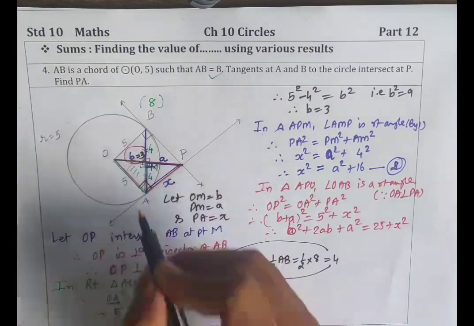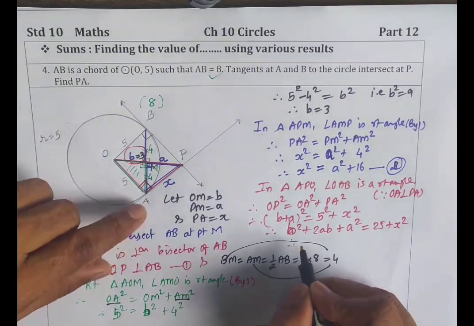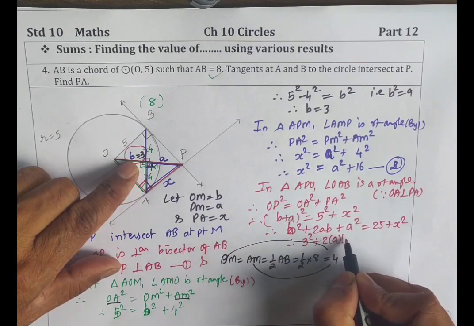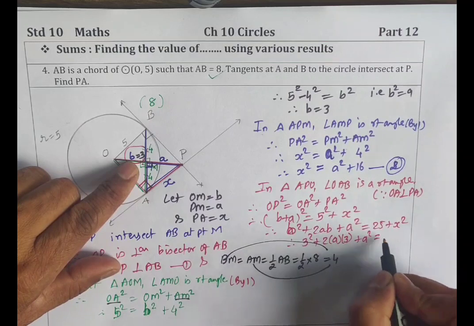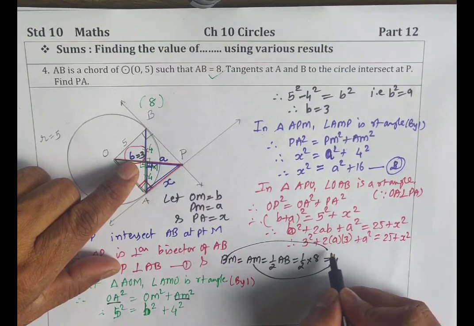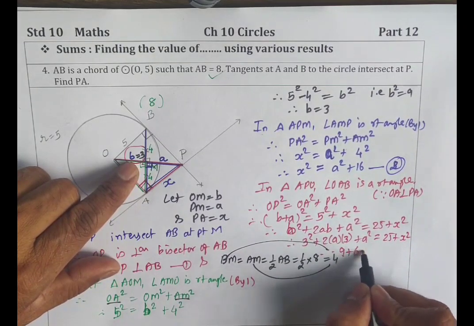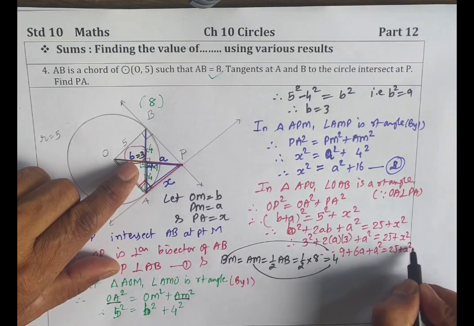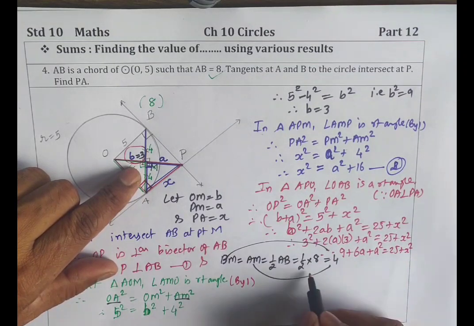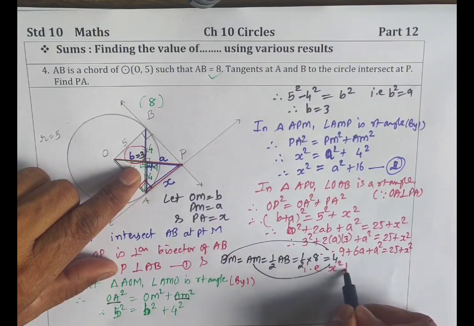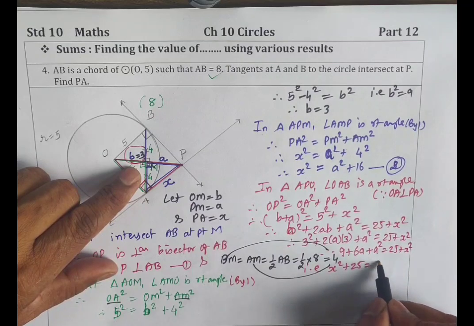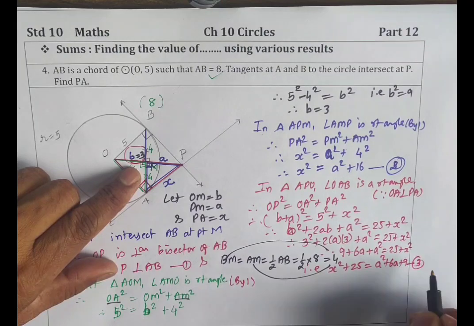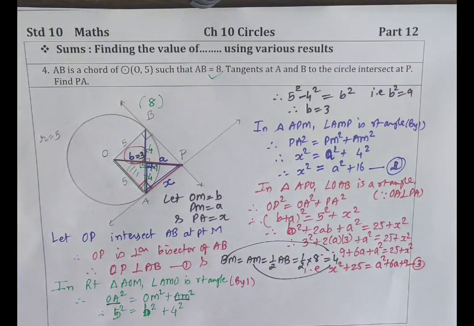But children, the value of B is available. Put the value. B square is 3 square plus 2 into A into 3 plus A square, which is equal to 25 plus X square. Therefore, 9 plus 6A plus A square is 25 plus X square, i.e. X square plus 25 is equal to A square plus 6A plus 9. This is result 3. Alright, children.